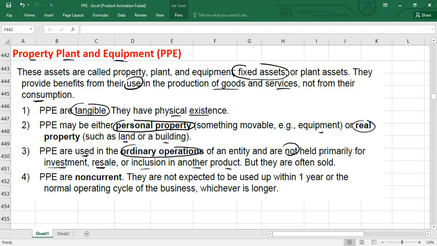Okay, but you might sell these property, plant and equipment. So these assets are non-current in nature. Non-current in nature means that these assets are going to provide us the benefit over many years. So that is why this is called property, plant and equipment.